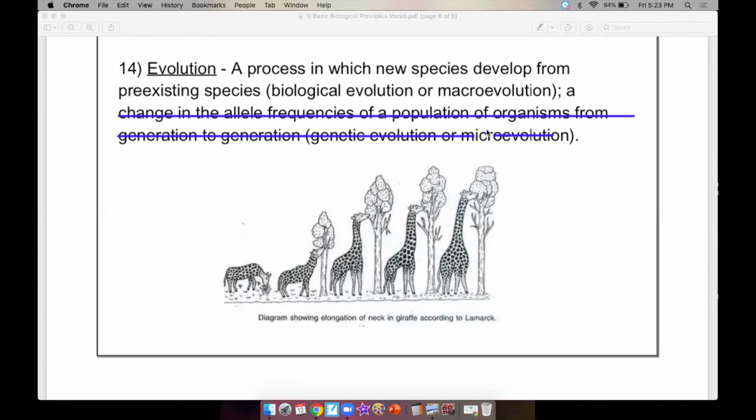What I crossed out here is something that we will get to in a future chapter. You are not ready for this. Again, this is your keystone definition. You're not ready for that part, so ignore it.